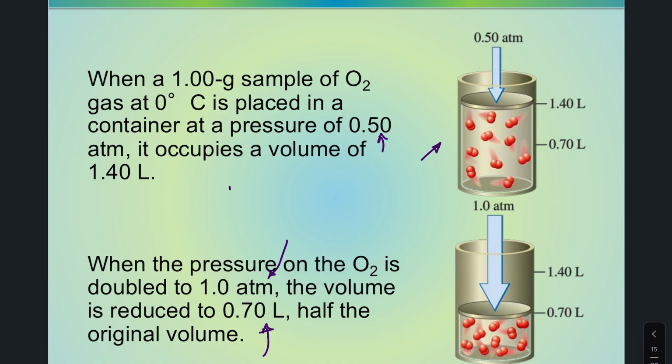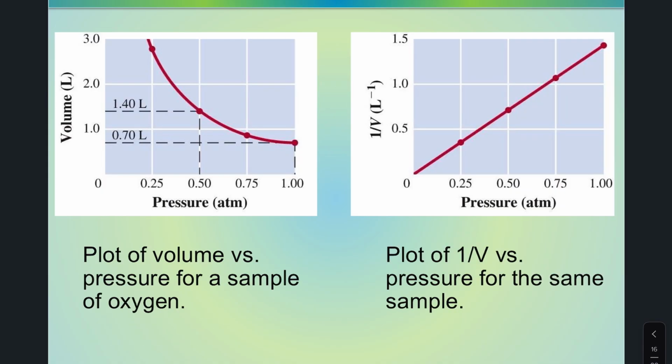And so that's how we get them on the same side of the equation. P1V1 equals P2V2. Inversely proportional: if one goes up, the other goes down. Okay, a plot of volume versus pressure as an example.